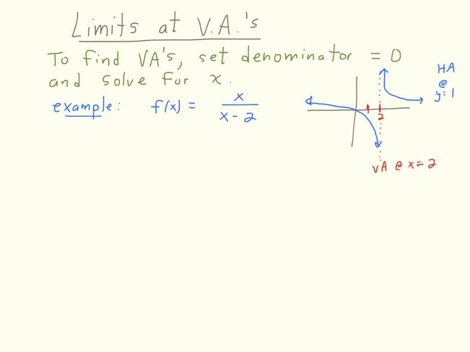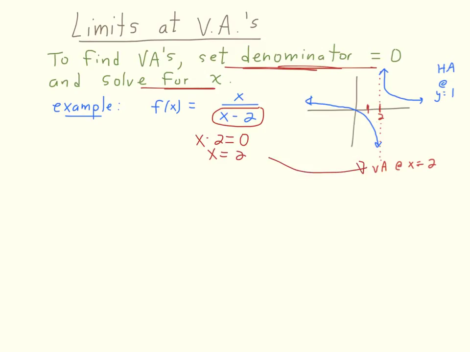Okay, let's talk about vertical asymptotes. Recall first that to find a vertical asymptote, you're going to set the denominator equal to 0, and we're going to solve for x. So if you consider the function f of x equals x over x minus 2, if we focus in on this denominator, if we were to set it equal to 0 and solve, we get x equals 2, of course.